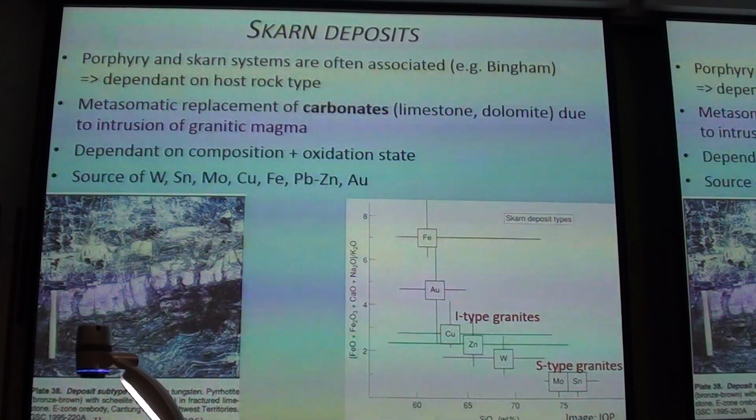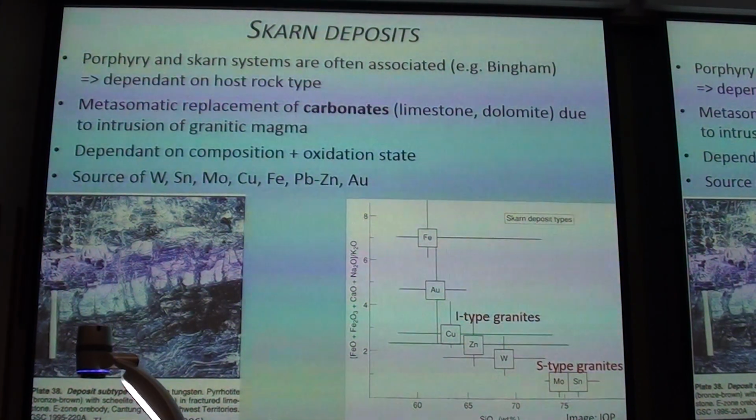Another deposit type, which is somehow related, is SKARNs. These don't necessarily depend on the magma that feeds into the system and provides fluid, but they need basically carbonates in the country rock to occur. So we have basically metasomatic replacement of carbonate rocks following the intrusion of magmas. And they can occur associated to porphyry deposits.